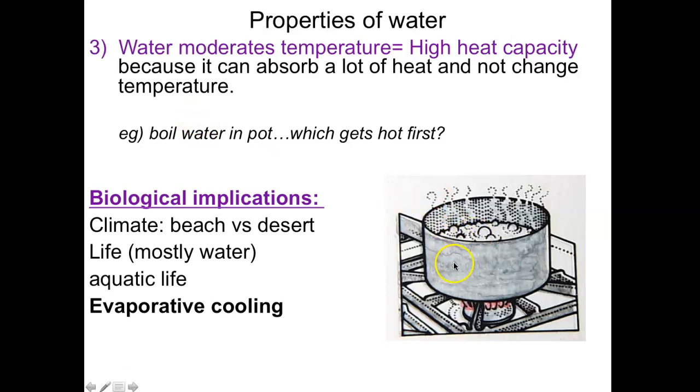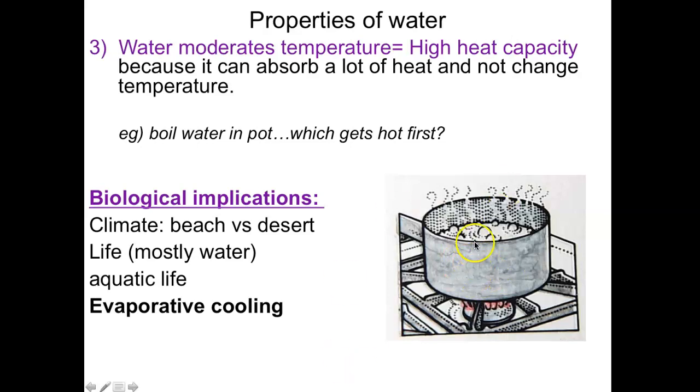Obviously the metal pot, right? The metal pot has a low heat capacity. A little bit of heat exposure to that metal, and the metal immediately changes temperature. It doesn't have any capacity to remain at the same temperature.